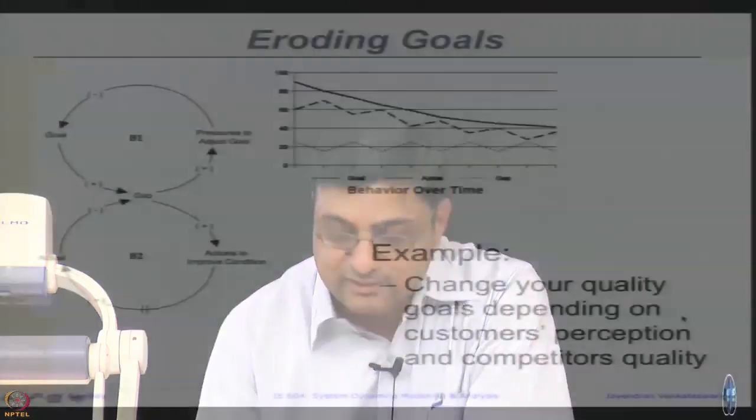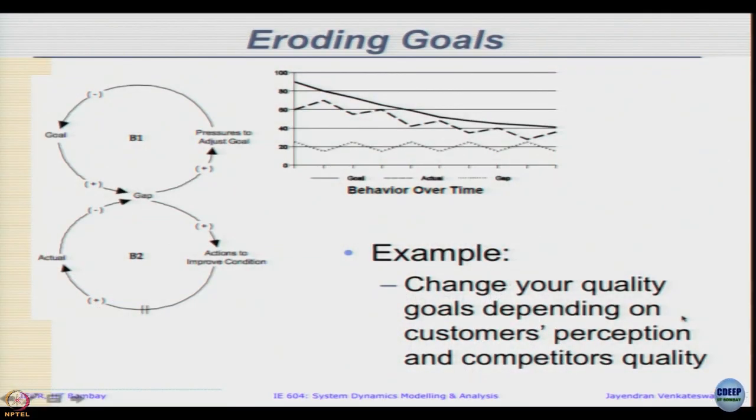Another example is to change the quality goal depending on customer's perception and competitor's quality. So you might want to improve quality only if the competitor has much higher quality, or if they are also not providing that much quality, you might just saturate, okay, this much quality is enough. In fact, another thing in India, for some of the products, the demand is so high that they say, look, we are going to produce grade A products for this market, grade B for this market, grade C for this market. I don't really want to micromanage the quality. I'm going to produce it anyway. So depending on what the customer is doing, you are actually changing your own goals as you are setting them.